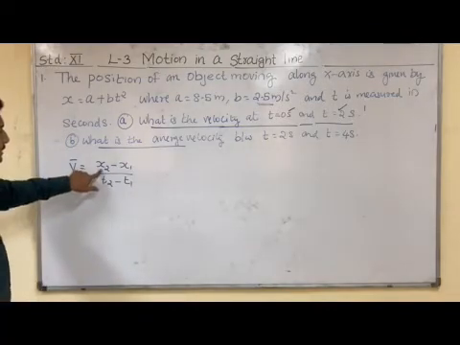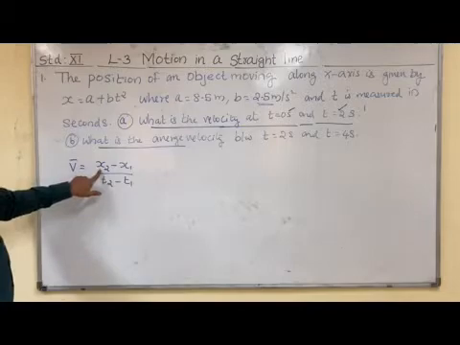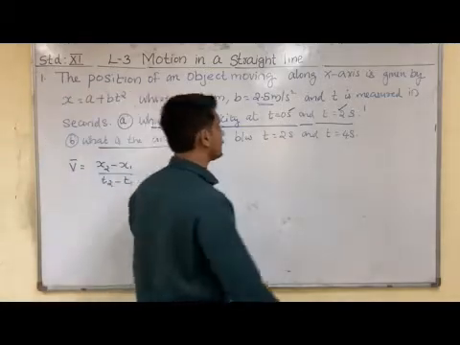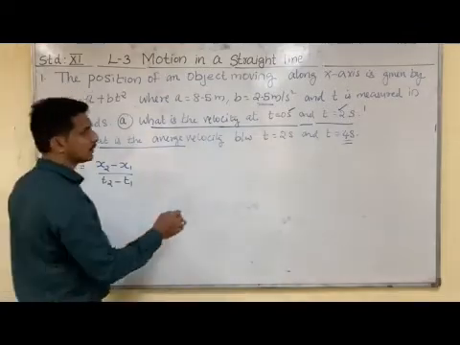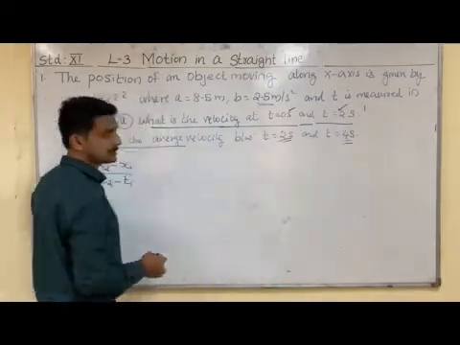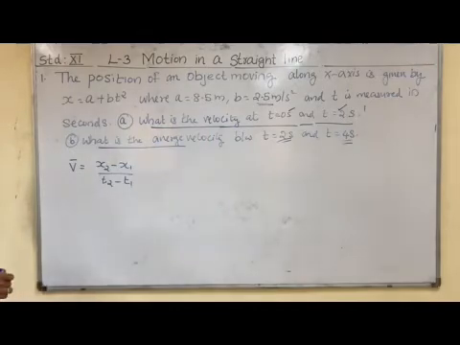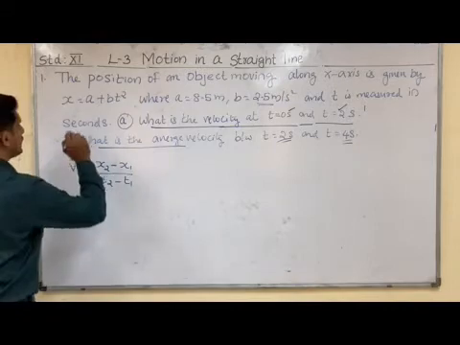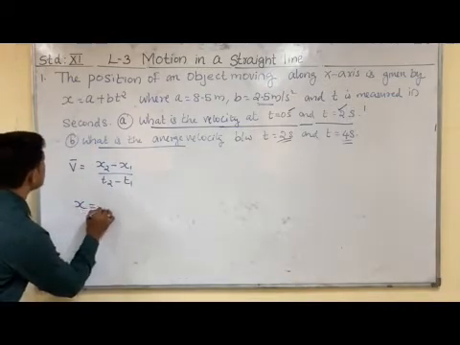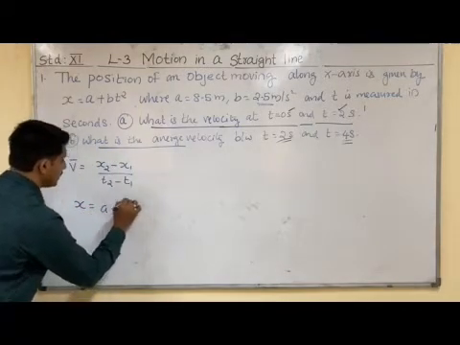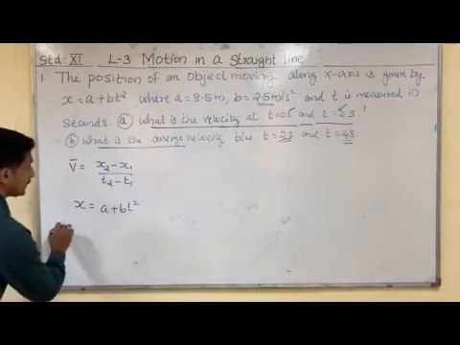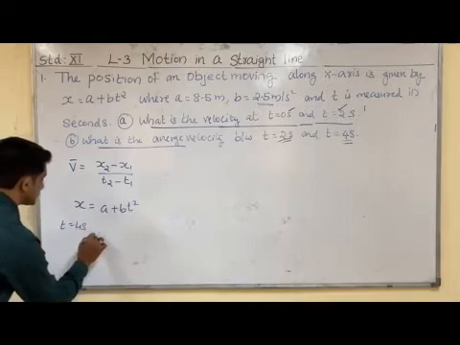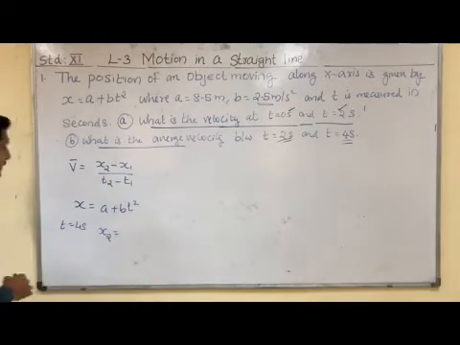So x2 is the displacement of this object at the time corresponding to 4 seconds, and x1 is the displacement of this object corresponding to 2 seconds. This way we can calculate the values of x2 and x1 first. We know x is given as a plus bt square. From this we are going to calculate the value of x2, that is, when time t is equal to 4 seconds.